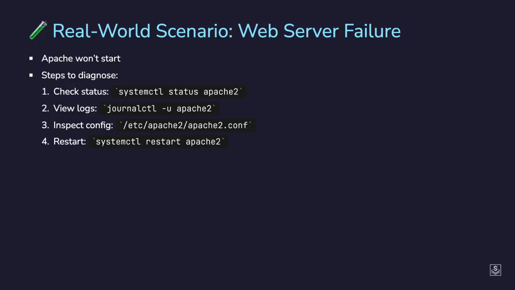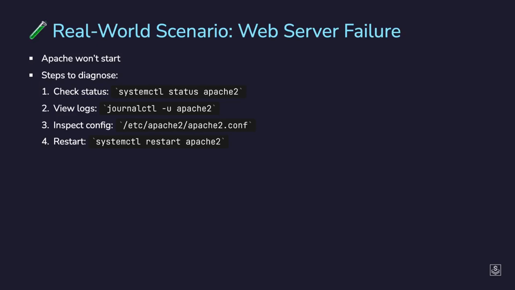Let's walk through a real-world scenario. Your Apache web server won't start. Here's how you'd approach it. Run systemctl status apache2 to see if it's active or failed. Use journalctl -u apache2 to view detailed logs and error messages. Check the configuration file at /etc/apache2/apache2.conf for syntax errors. Restart the service with systemctl restart apache2.